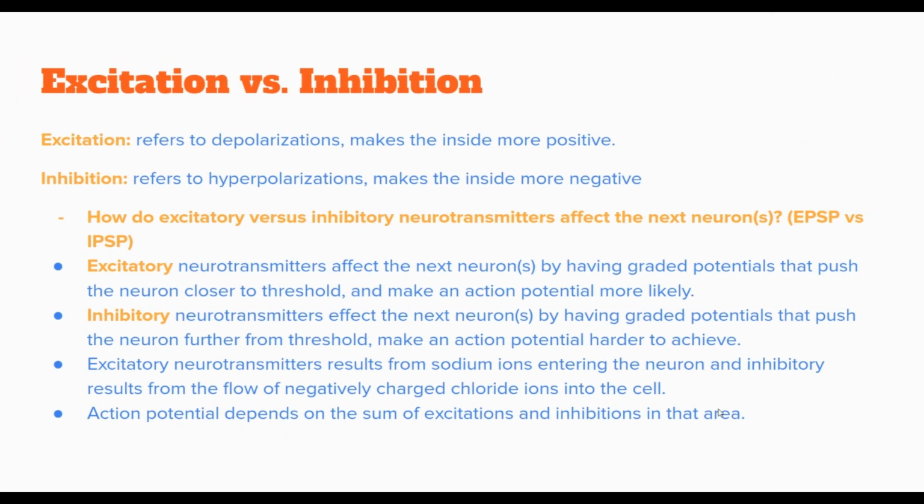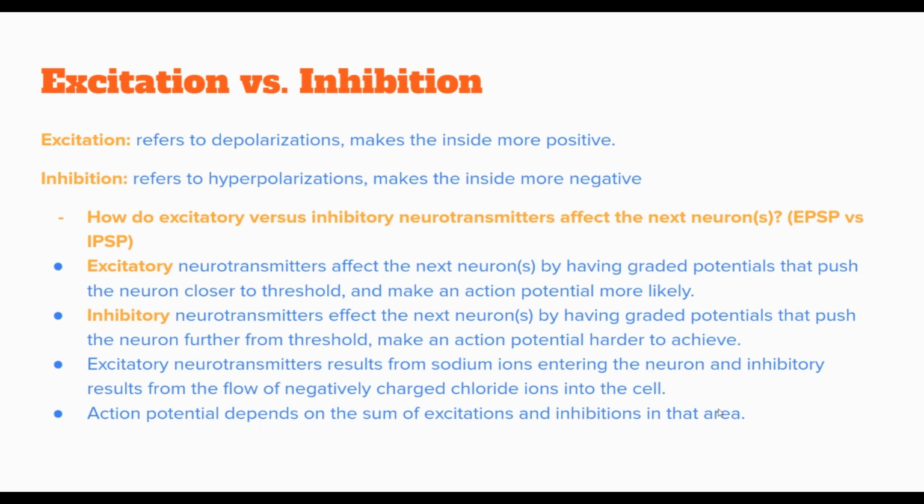Okay, excitation versus inhibition. Excitation refers to depolarization, which makes the inside more positive. Inhibition refers to hyperpolarization and makes the inside more negative. Now, how do excitatory versus inhibitory neurotransmitters affect the next neurons?